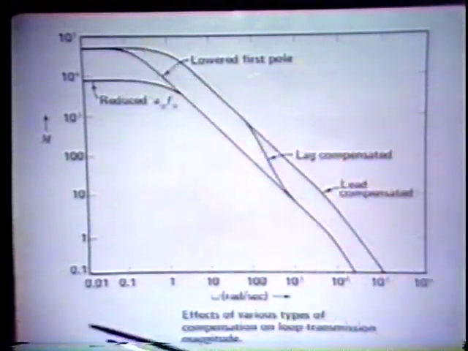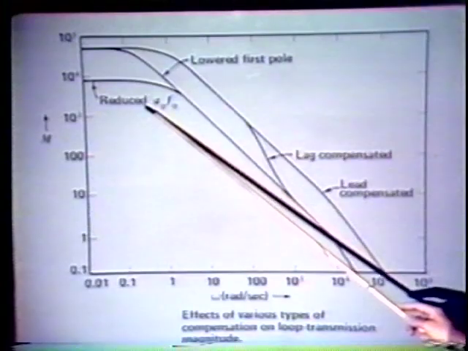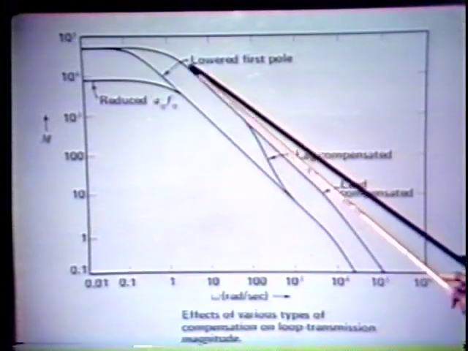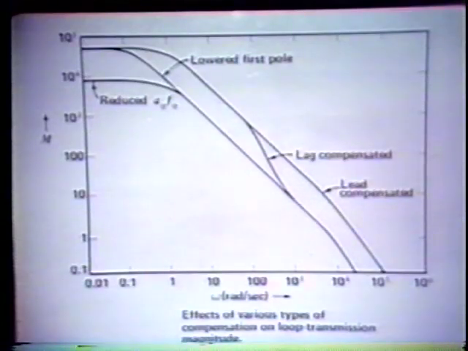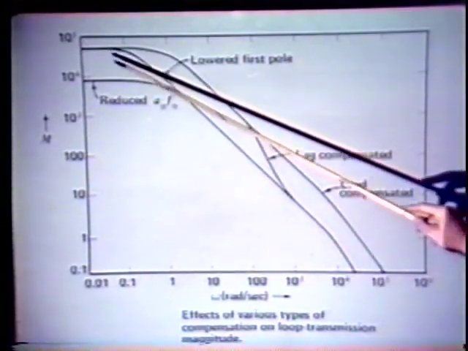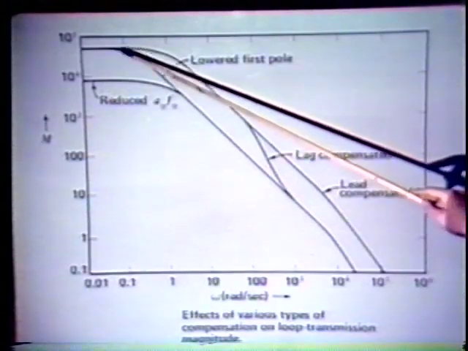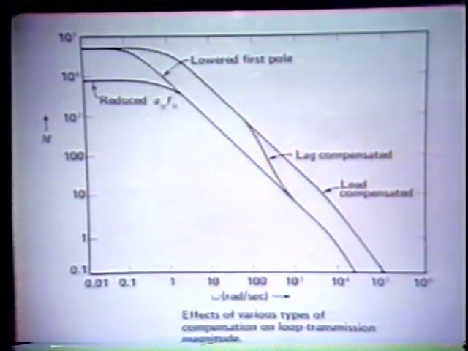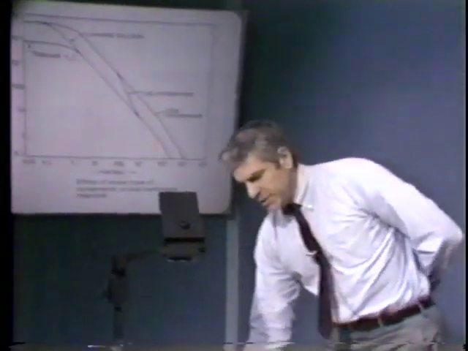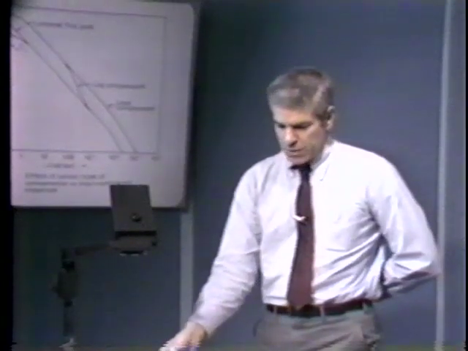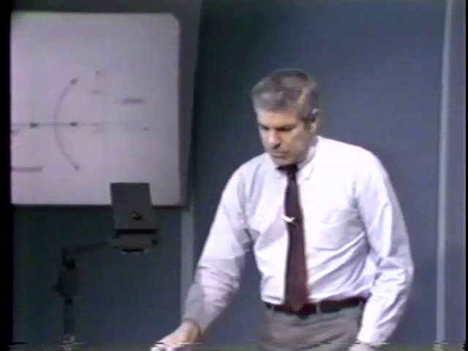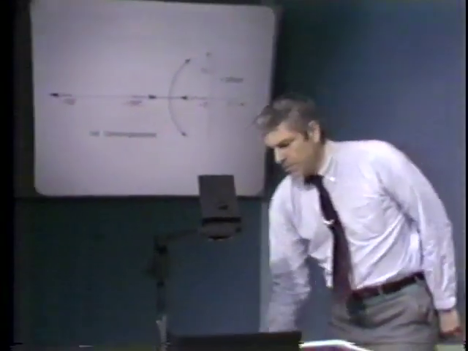We didn't do these experimentally. We certainly could have reduced A0 F0 had we cared to. We could have lowered the first pole effectively as an extreme case of lag compensation. This would have been a possibility as an extreme case of lag compensation. We didn't do those, but we can at least see the effect on desensitivity had we performed those experiments as well. Let me also look at the picture from a root locus point of view.